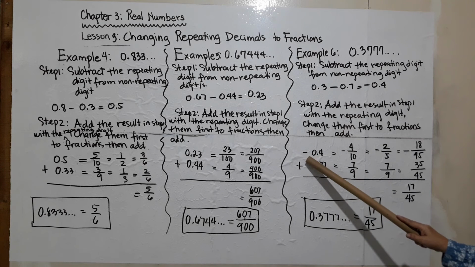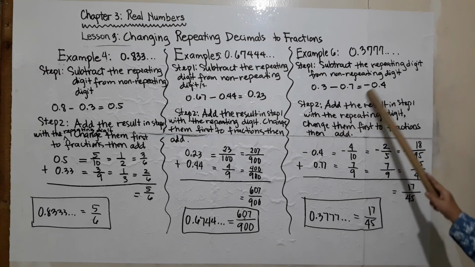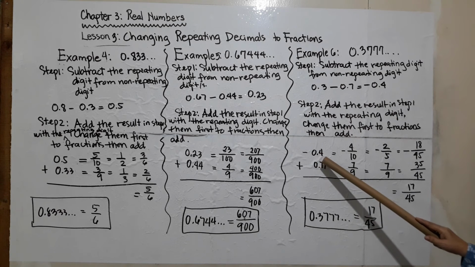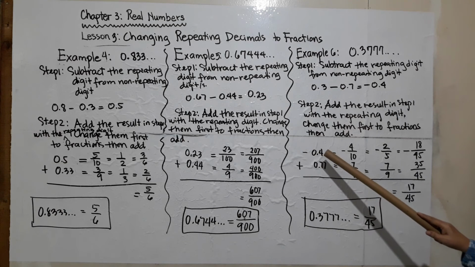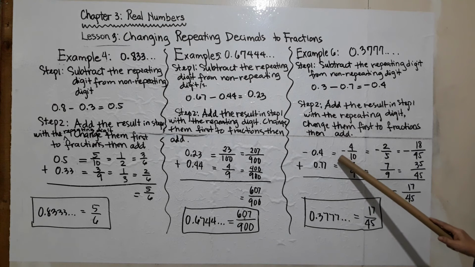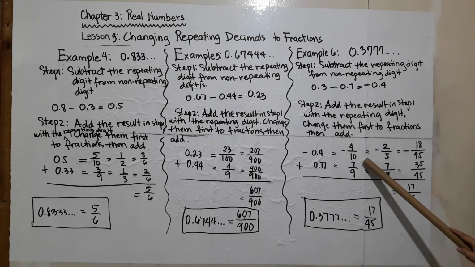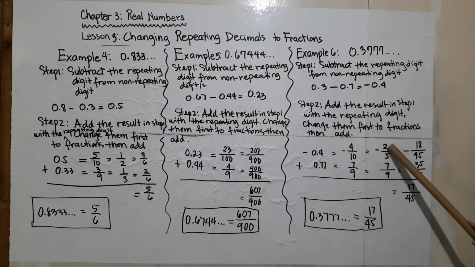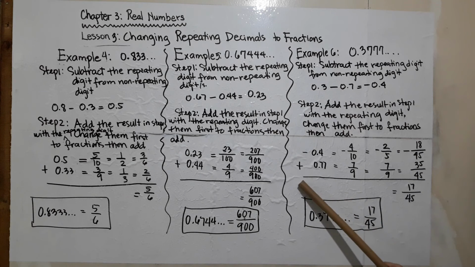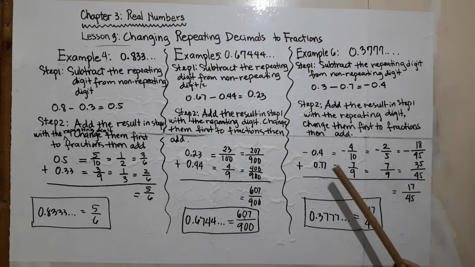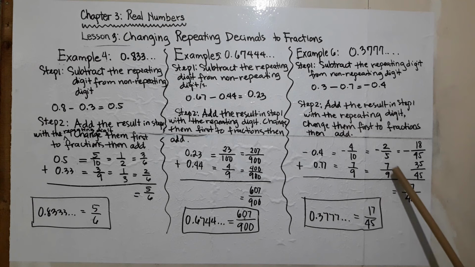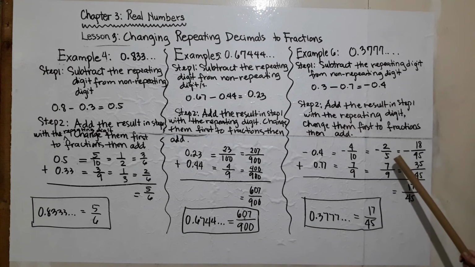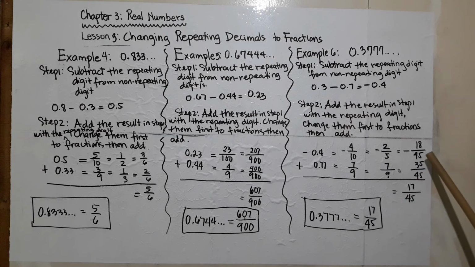Okay, so this is the result in step 1. Negative 0.4. In fraction, that is negative 4 over 10. You can simplify it, that is negative 2 over 5. Plus 0.777 is the repeating. In fraction, that is 7 over 9. Change them to similar fractions. The LCD is 45.